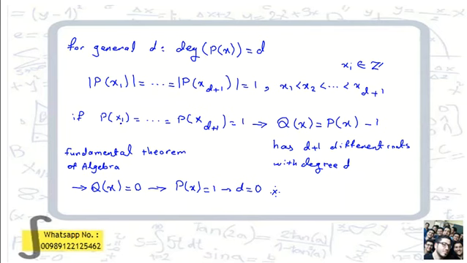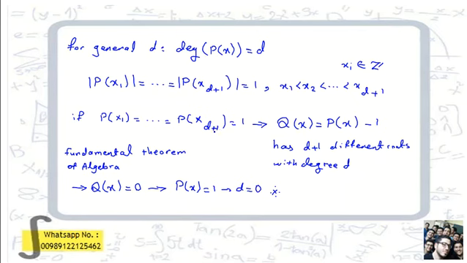So at first, let's consider special cases. Can all of them equal 1? If p of x1 to the last one equals 1, if we define q of x equals p of x minus 1, q of x has d plus 1 different roots, and it has degree d. So by the fundamental theorem of algebra, we know that it has at most d roots. So here we have more than that, so q equals 0. So p of x equals 1, and the degree would equal 0, and that's a contradiction. So some of them must be minus 1.